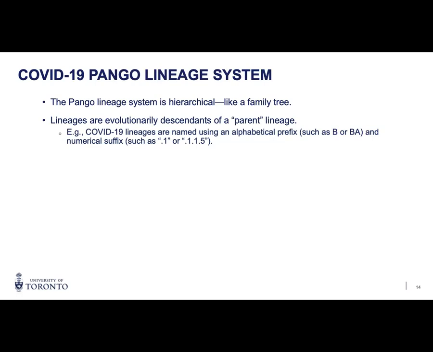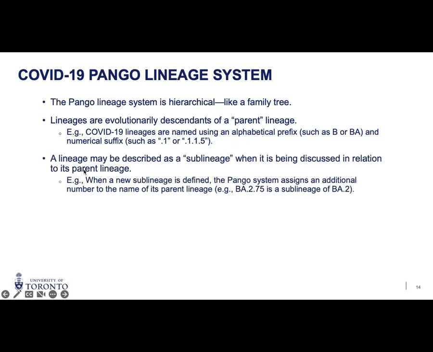So for example, COVID-19 lineages are named using an alphabetical prefix such as B or BA and a numerical suffix such as .1 or .1.1.5. A lineage may be described as a sublineage when it is being discussed in relation to its parent lineage. So for example, when a new sublineage is defined, the Pango system assigns an additional number to the name of its parent lineage. So BA.2.75 is a sublineage of BA.2.